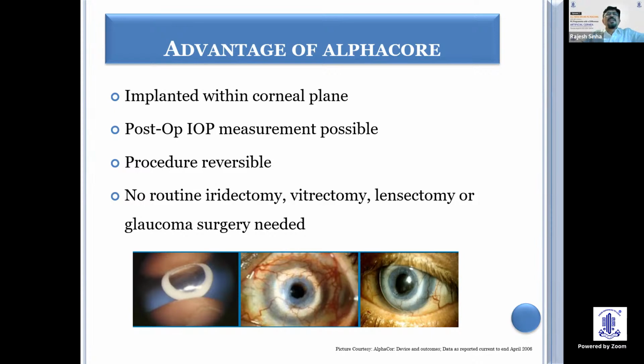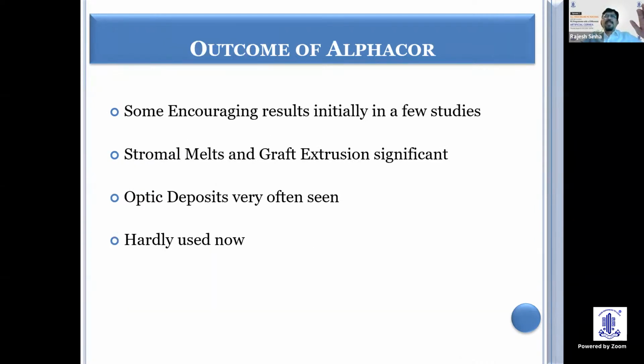Then the procedure is reversible. There is no requirement of iridectomy, vitrectomy, removal of lens, glaucoma surgery, etc. So that way it became very popular, and the initial results were quite encouraging, very encouraging in the initial few studies. But then gradually, stromal melts were reported and graft extrusion, then optic deposits were also very often seen.